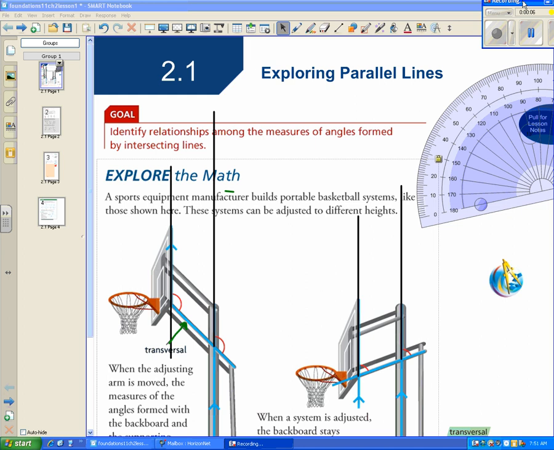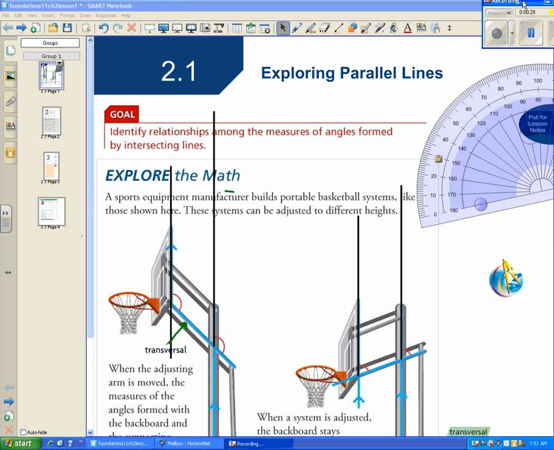The future is now. What we're going to do right now is work through 2.1, exploring parallel lines. A similar diagram is found in your textbook on page 70, so you should be following along. We're trying to identify relationships among the measures of angles formed by intersecting lines.